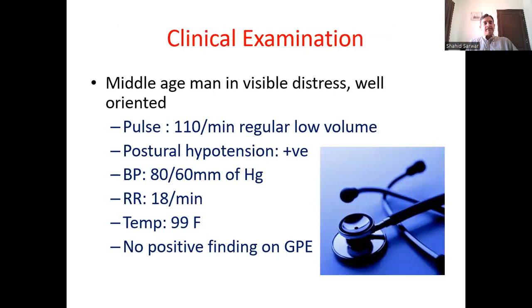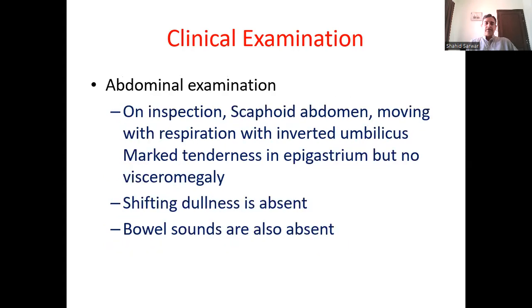Once we did an examination, he's a middle-aged man with visible distress, with tachycardia. He has got positive postural hypotension. His pressures are on the lower side, and his respiratory rate is around 18. On general physical, nothing else is positive. The abdomen is scaphoid, moving with respiration, with an inverted umbilicus, but it is markedly tender in the epigastrium, and there is no shifting dullness, and bowel sounds are also absent.